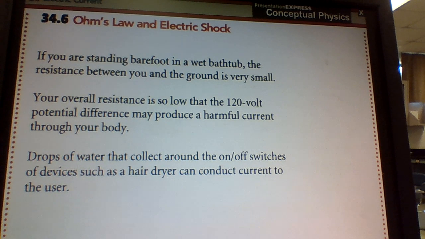Now, overall resistance is real low. So you're going to get a big current passing through you. That's going to be bad. Even drops of water collecting on the on-off switches of some devices can cause problems. This is why in your bathroom, if your house is relatively new, they all have those GFI switches in the bathroom to instantly cut off the power. So if there is some water that accidentally got in your hairdryer, you turn it on, it's not going to shock you. It's going to turn the system off in your house, and you have to reset it and things like that.